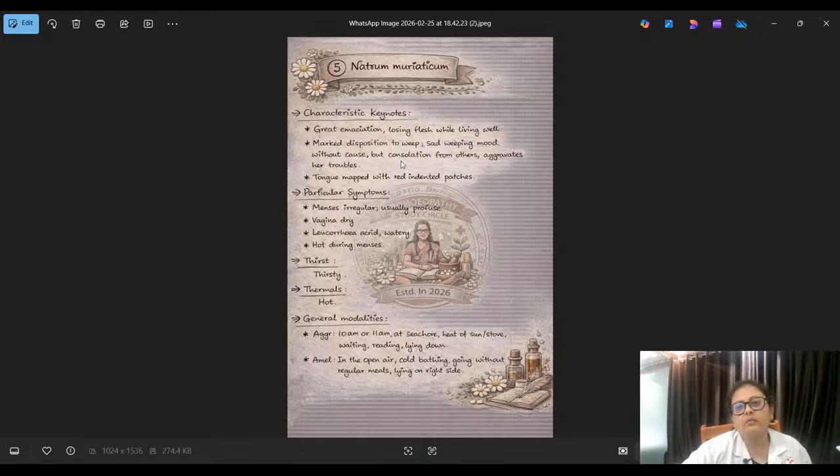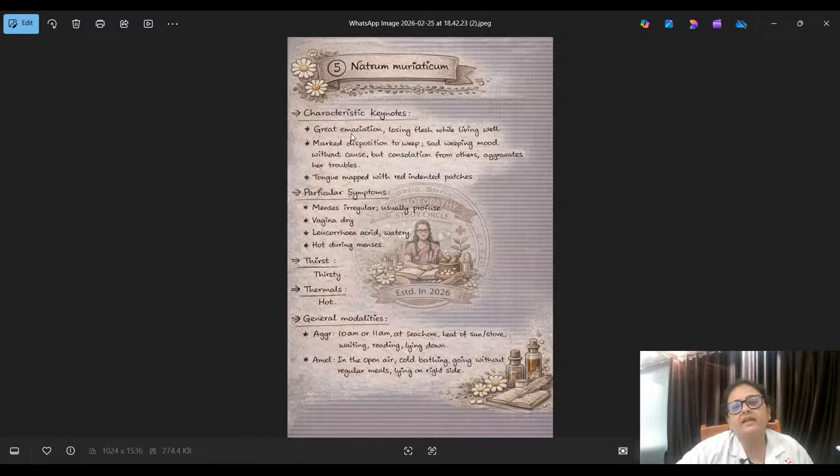Marked disposition to weep, a sad weeping mood without cause, but consolation from others aggravates her troubles. See here again, the Natrum mur patient, you can see in the repertory it is ailments from grief. Natrum mur is 3 plus.